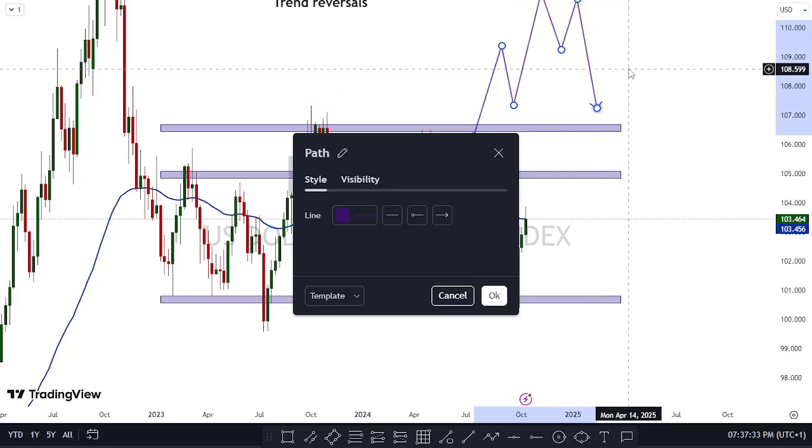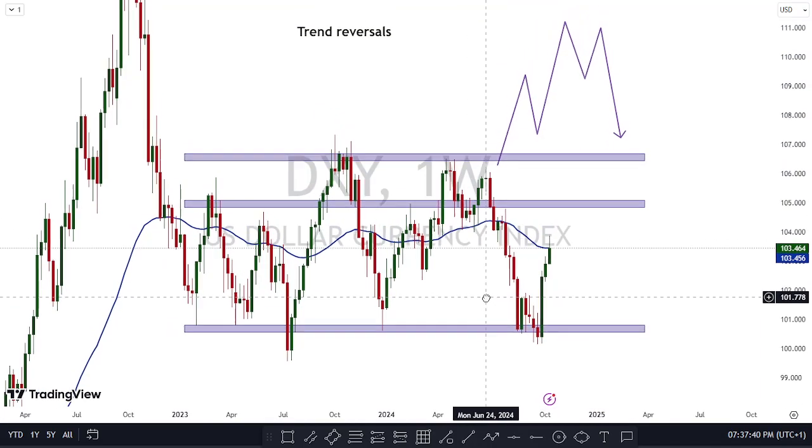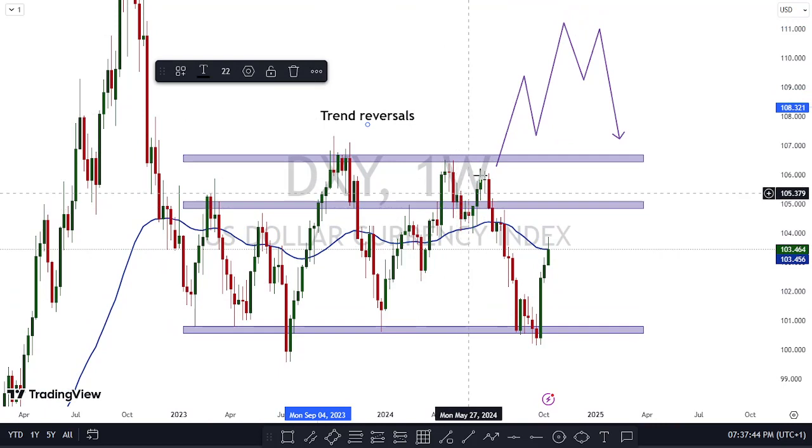Guys, you can see clearly it happening before our very eyes. So this is one of the ways to spot a trend reversal. We see this on the weekly. That's why sometimes at the end of the week I come to the weekly to see what's going on.